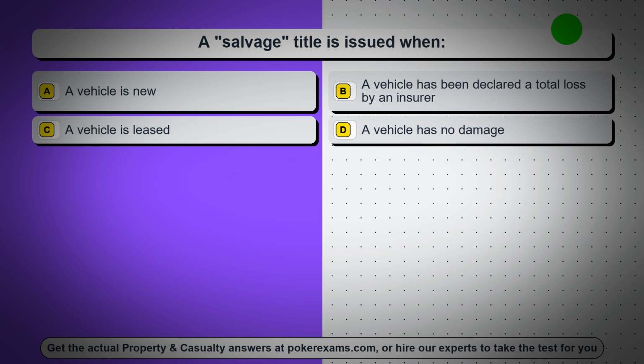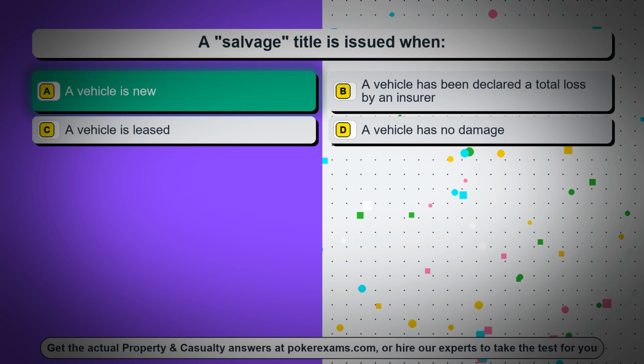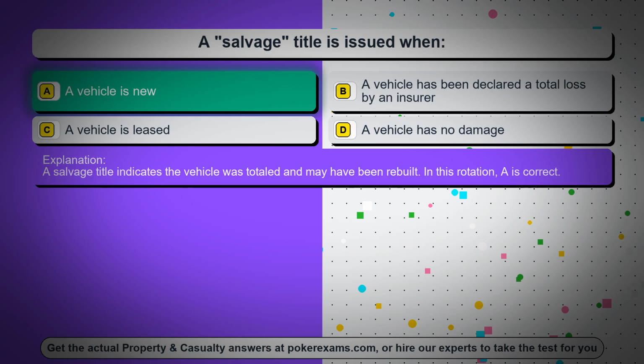Question 32. A salvage title is issued when. Option A, a vehicle is new. Option B, a vehicle has been declared a total loss by an insurer. Option C, a vehicle is leased. Option D, a vehicle has no damage. The correct answer is option A, a vehicle is new. A salvage title indicates the vehicle was totaled and may have been rebuilt. In this rotation, A is correct.